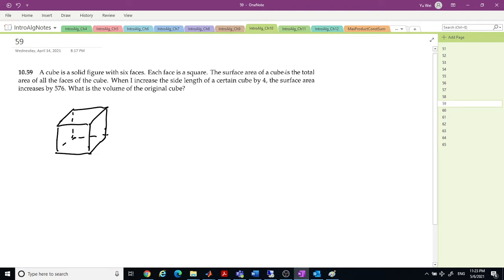The surface area of the cube is the total area of the surface when we increase the side length. Okay, let's assume the side length is x, so each square is x squared, so 6x squared is the surface area before, right? If the side length is increased by 4, the surface area increases by 576.